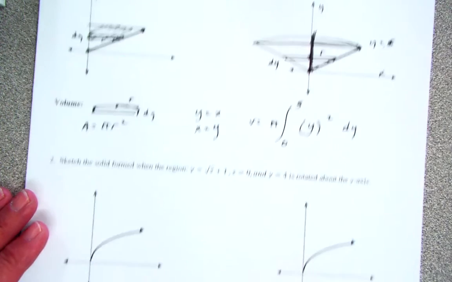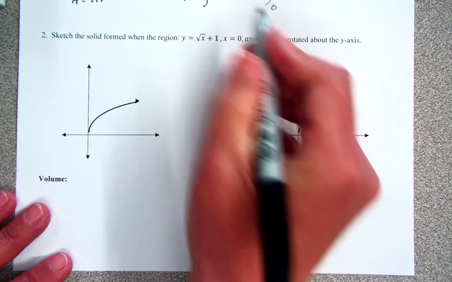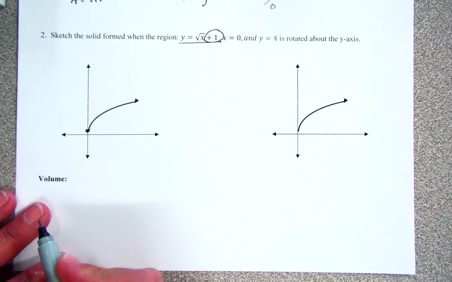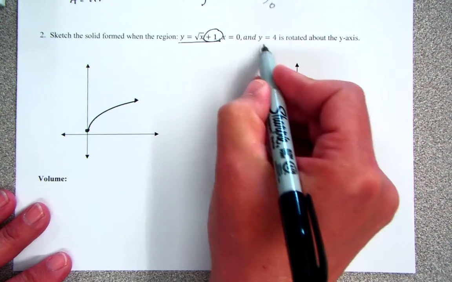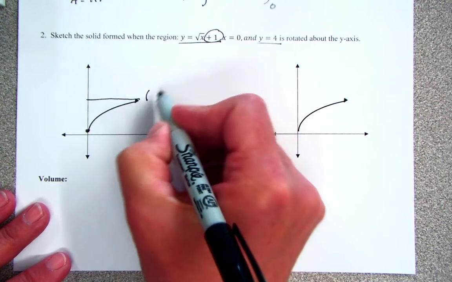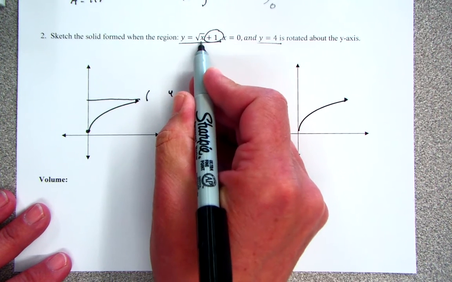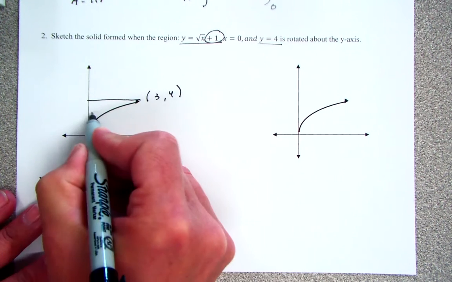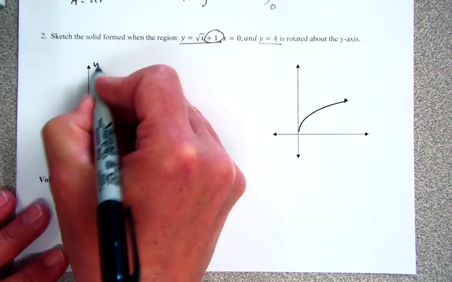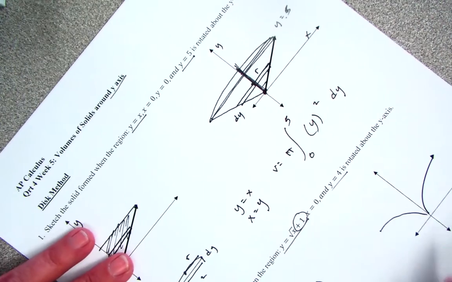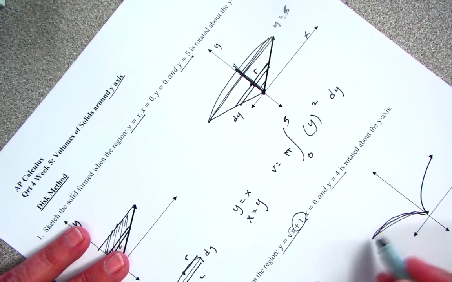So let's try another one that's not a line. This is the parabola moved up 1, so that's why this is up here at 1. And if I bound it by the line y equals 4, this has a point, let's see, if y is equal to 4, x is the square root of 4 is 2, 2 plus 1 is 3, so that would be that point. And again, I'm going to rotate it around the y-axis, so this curve is going to rotate over here. Let me draw that just a little bit better.